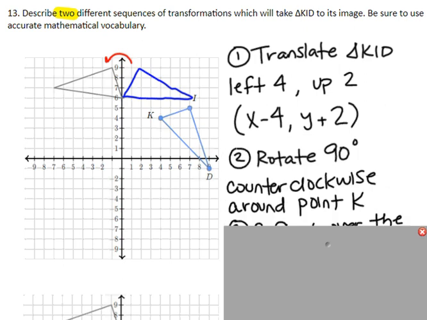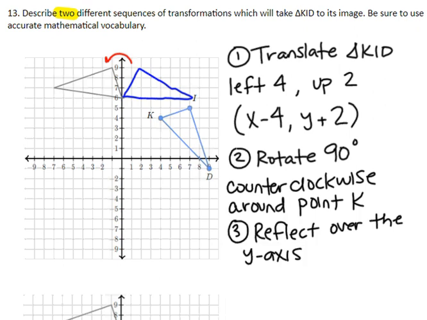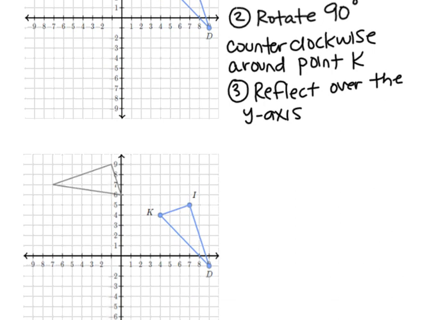Then rotate it 90 degrees counterclockwise. That would be around point K. And then from there, reflect it over the y-axis. That's one possible option. For the second one, I'm going to do a little bit of a more advanced option.